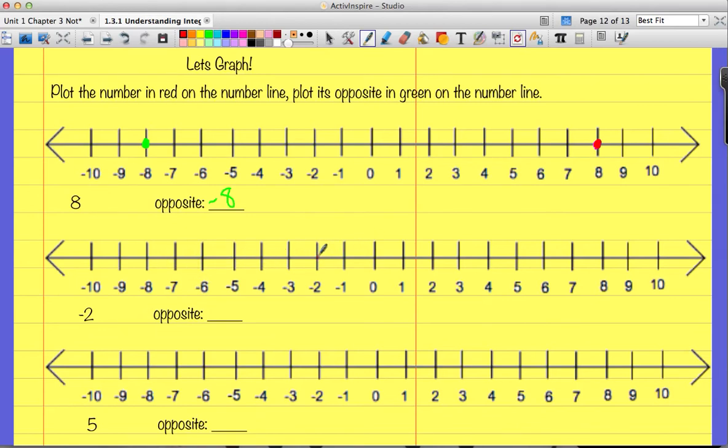All right, so for -2, your red dot should be on -2, and your green dot should be on +2. All right, so for the next one, your red dot should be on 5, and your green dot should be on -5, because the opposite of 5 is -5.